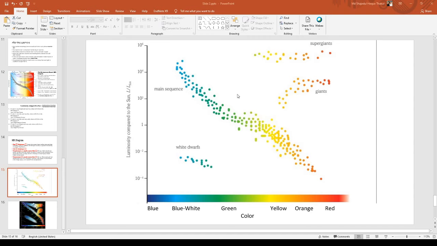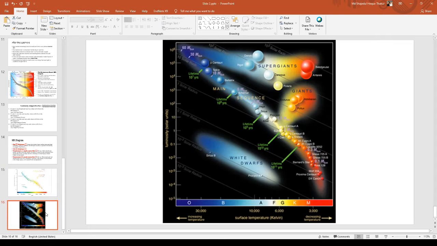Let me just get that diagram too. It's a really nice diagram. Okay. Yeah.